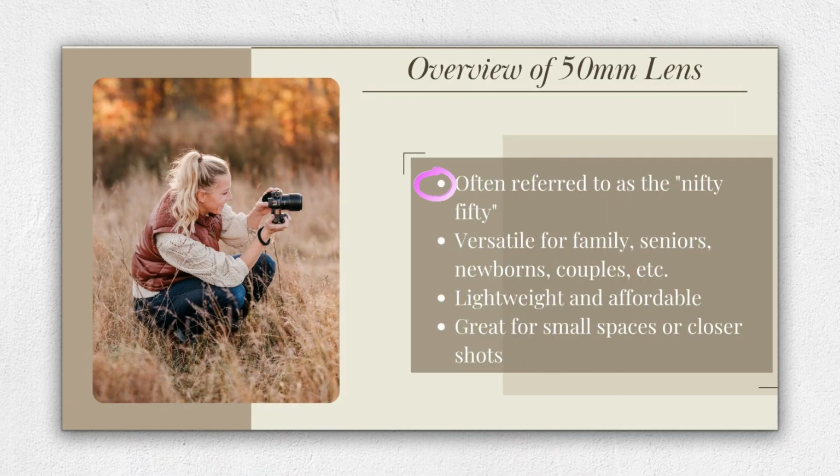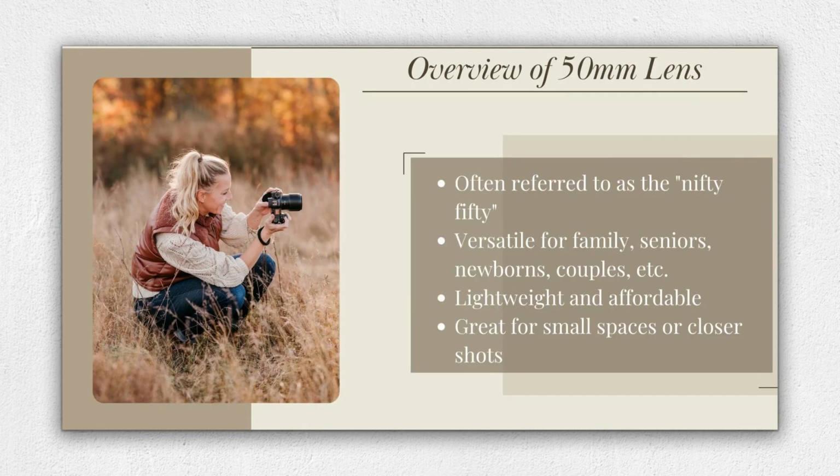So like we said, it's referred to as the nifty 50 sometimes by photographers. It's definitely versatile for families, seniors, newborns, and couples. Honestly, this lens is probably the lens we use most often. It's lightweight, it can be very affordable, and it's also great for smaller spaces or closer shots. So if you are in a tight space, whatever location you're at, this would be a great lens for that.